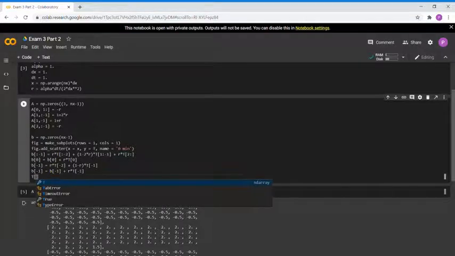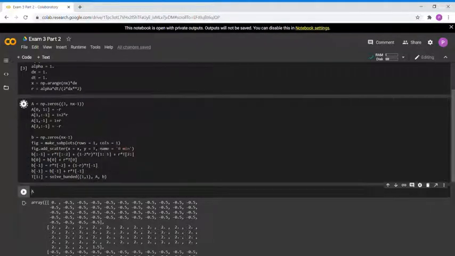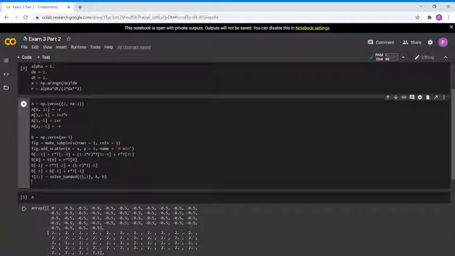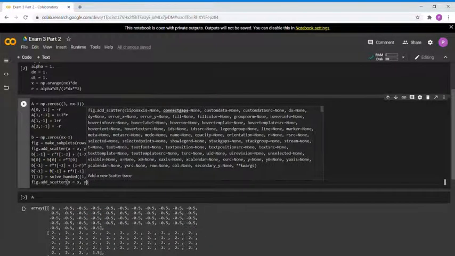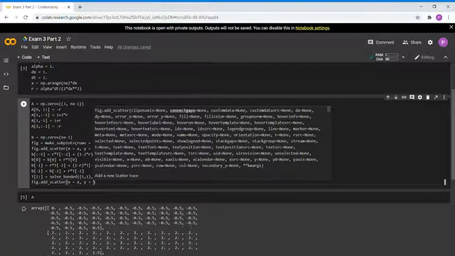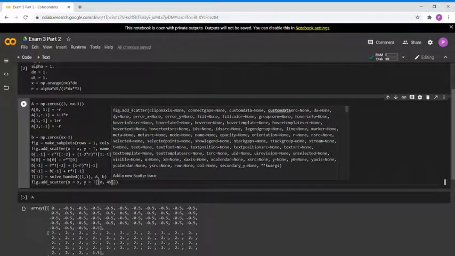Then we will plot. We have the temperature equals solve_banded (1, 1), and then we have A, we have B. Alright, I'll try to plot it out. Okay, so we have add scatter, x equals x, y equals T of 0, and then 49.